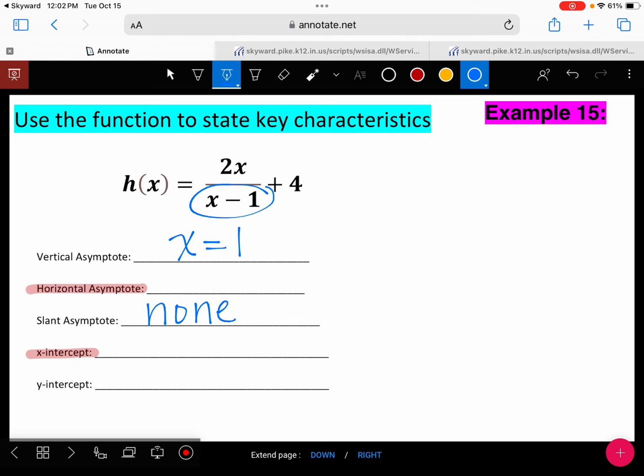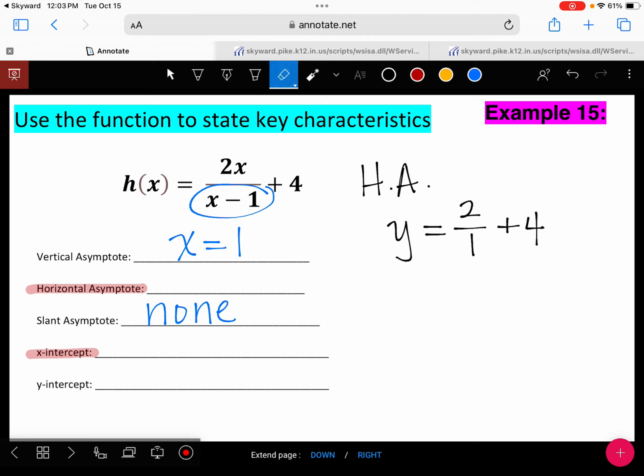So your horizontal asymptote, I'm going to write this over here, which is your end behavior. It's going to be y equals, and then I have to take that 2 divided by 1 and then add the 4. We cannot forget that 4. So I'm taking this number divided by this number, and then I have to add 4. So what is 2 divided by 1 plus 4? So y equals 6.